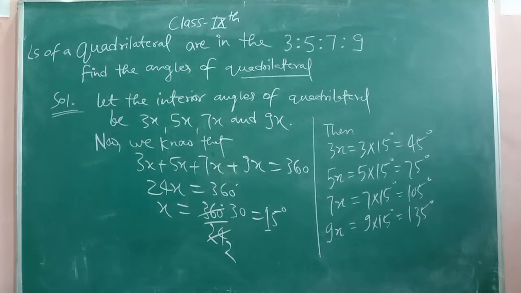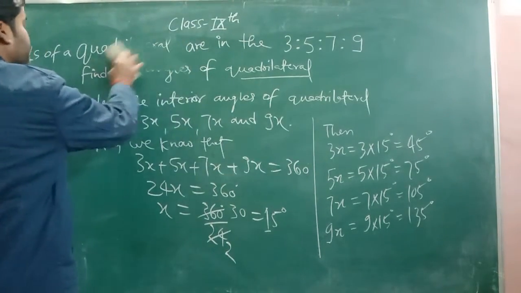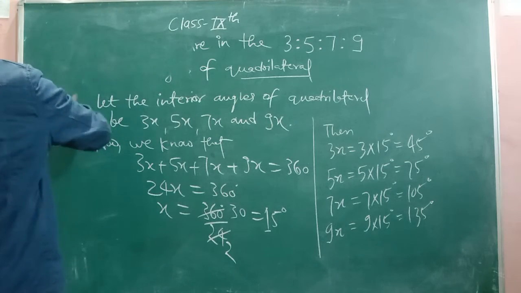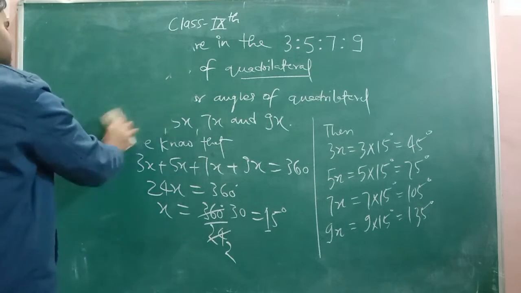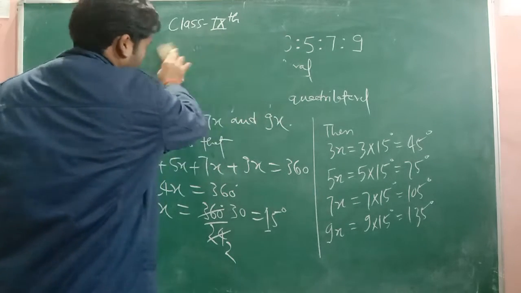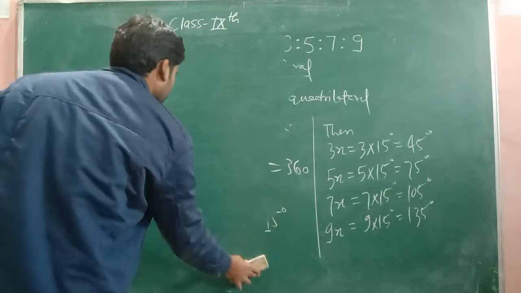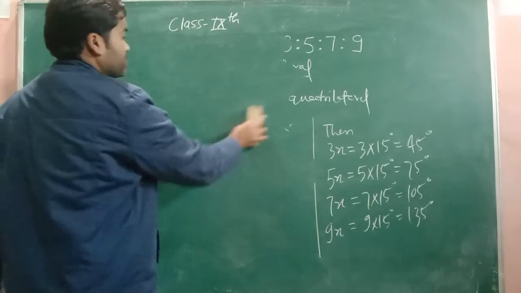So now I can give you some more problems related to the angle sum property of a quadrilateral. In any quadrilateral the sum will be 360 degrees.